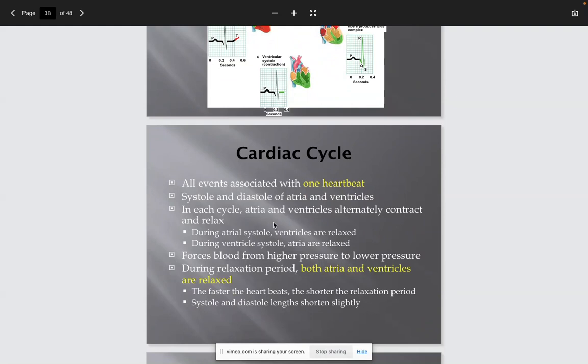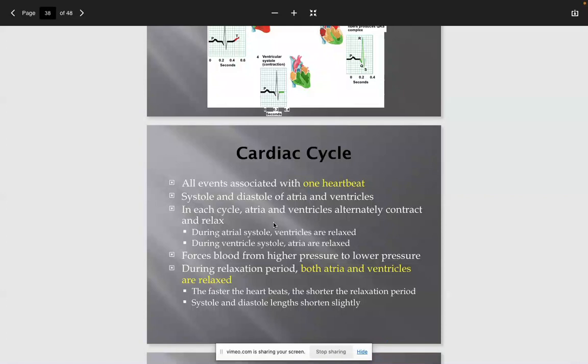We'll briefly talk about the cardiac cycle. All the events associated with the cardiac cycle occur during one heartbeat. You're going to have both systole and diastole of the atria and the ventricles. What is systole? Systole is just contraction. Diastole is just relaxation. So we know that during ventricular systole, the atria are relaxed, and therefore they're in atrial diastole, right? The atria are filling with blood as the ventricles are contracting.